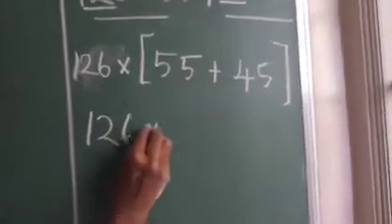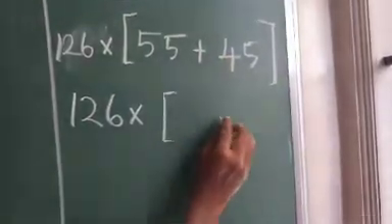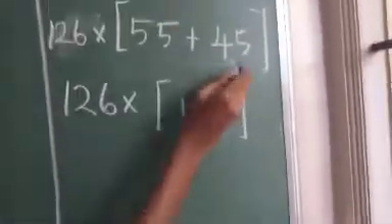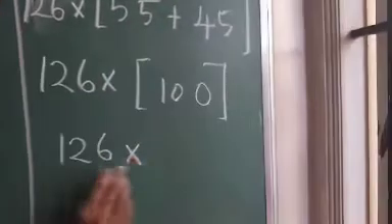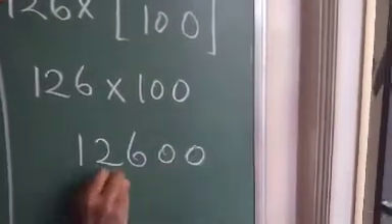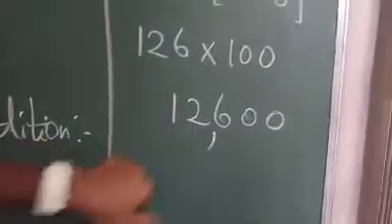So 126 into, now you add these two numbers 55 and 45. You will get 100. So within the brackets, if we first solve it, we get 100. Now you remove the brackets. 126 into 100, you will get 12,600. So this is your final answer.